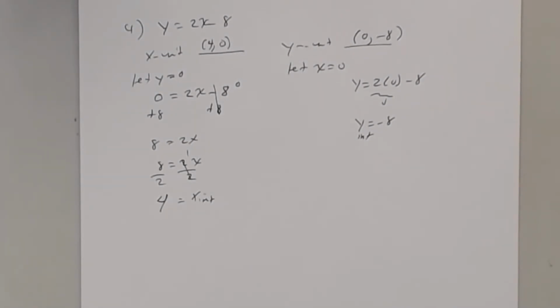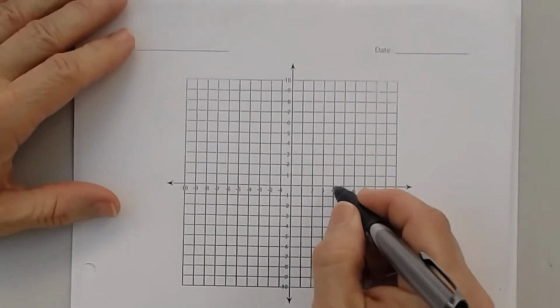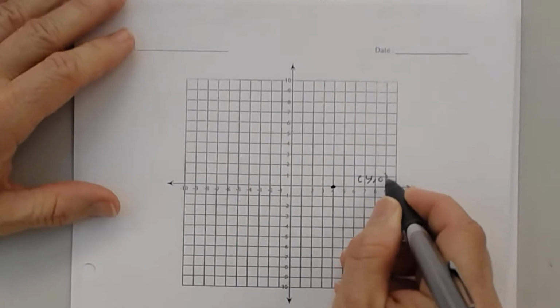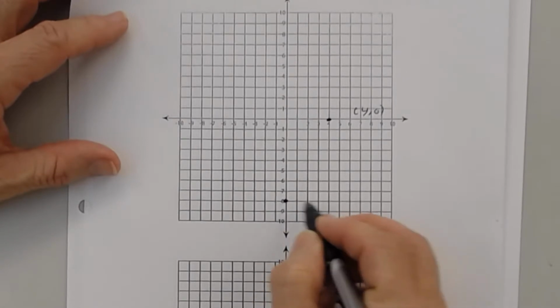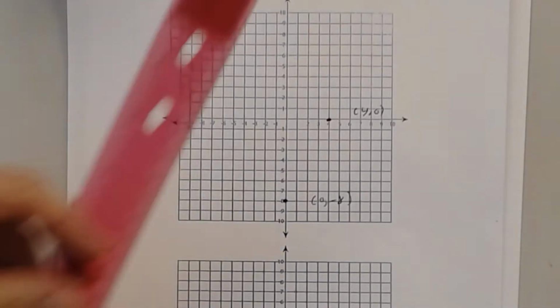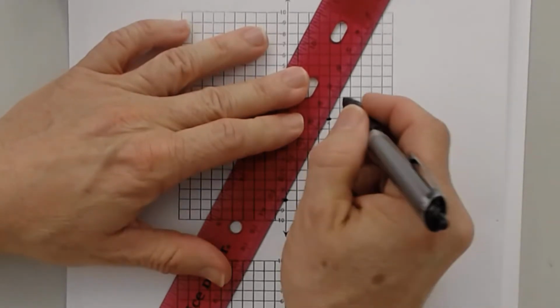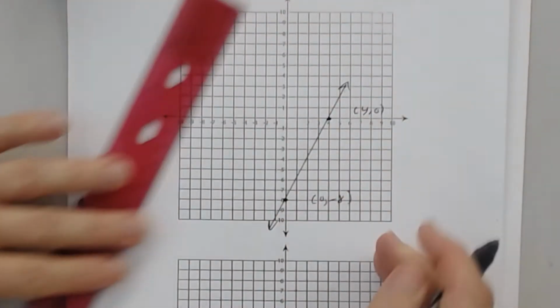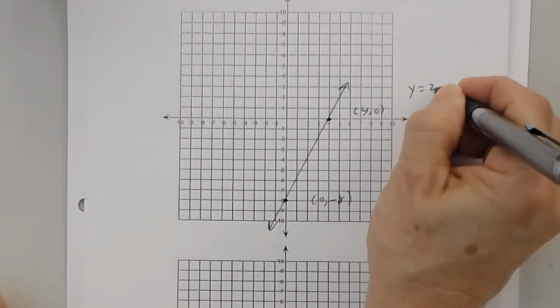And then you plot those points. 4, 0 is here. 0, negative 8 is on the negative y-axis. And then use a ruler and draw your line. And this is what you get. That's the line y equals 2x minus 8.